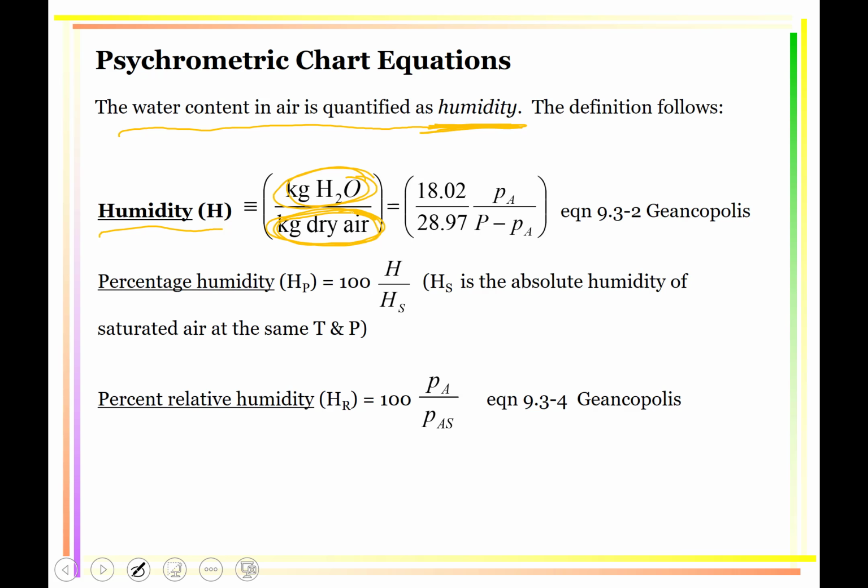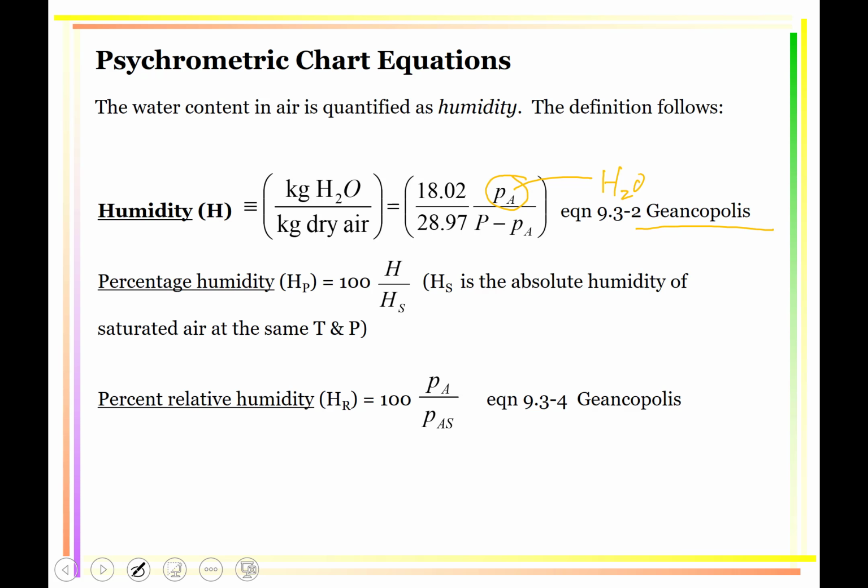So this is another definition. This is humidity, and this has this unique ratio of the water to the dry air. And you will see as we do these calculations why that ratio is so convenient. Okay, so you can calculate this using the partial pressure of water. This is a bit confusing. This comes from Giancopoulos, but A in this case is water.